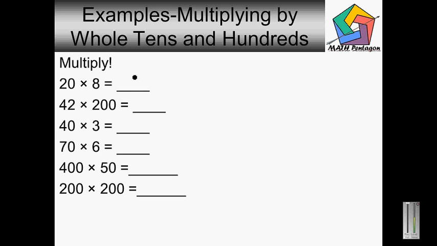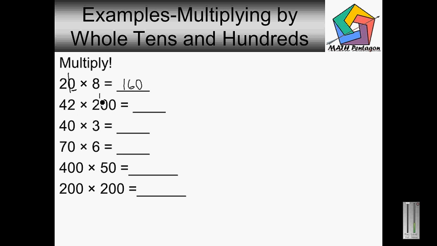Here we want to multiply as well, so we have 20 times 8. So I just focus on the 2 times 8 and forget about the 0 for now. So 2 times 8 is 16, plus the 1 0 here. So I add the 1 0 and I get 160.